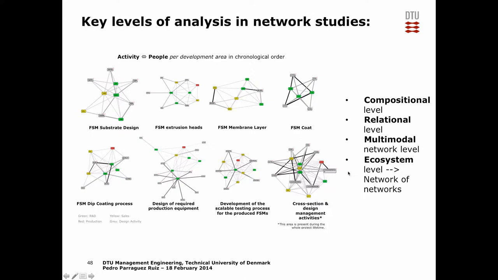Then the multimodal network level is that we have in these networks things that sometimes are not of the same nature. So we can have people and activities. And they are different elements, but they are participants in a big network. Okay? And then we have the ecosystem level, that basically is what I was just describing before. You have several kinds of mini networks, if you want, that form an ecosystem ultimately that contains all these networks and interconnections between these networks.